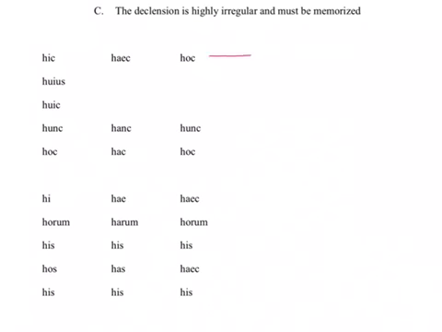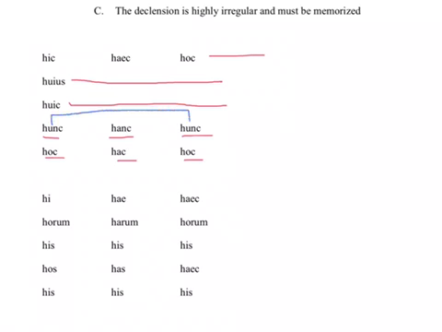Here's the nominative singular form. The genitive form is the same all the way across. Huius, huius, huius, masculine, feminine, or neuter. Same with the dative, huic, huic, huic, masculine, feminine, or neuter. Then it goes hunc, hanc, hunc, and then hoc, hac, hoc. Like many adjectives, you note that the masculine and neuter forms are the same, but not always.